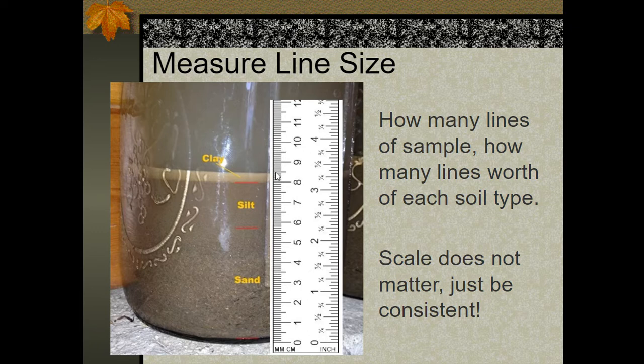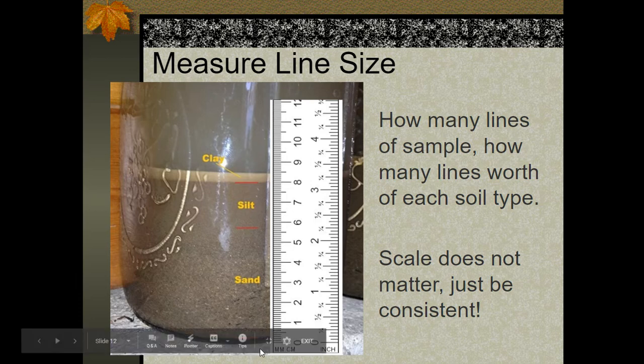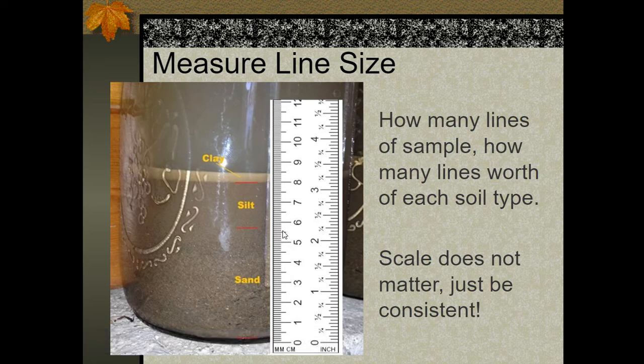Now I also need to know how much I have of each different particulate. So starting at 0 and going up to where my silt line is, I'm going to say that's at about 57. So this is 50, 5 centimeters is 50 millimeters. This is 55, and I think I'm about 2 lines up. So I'm at about 57 lines worth of sand. I would go ahead and note that somewhere. I've got it on my next slide.